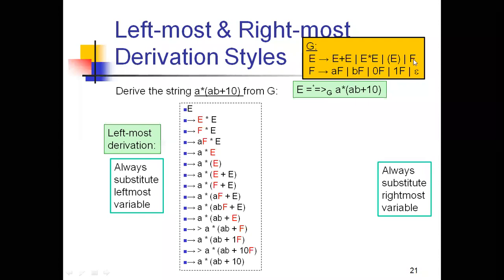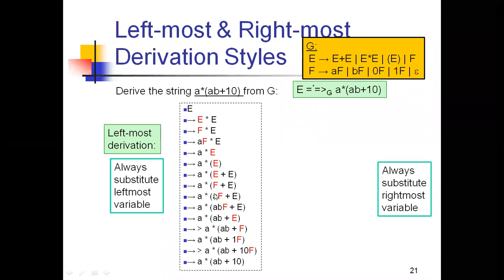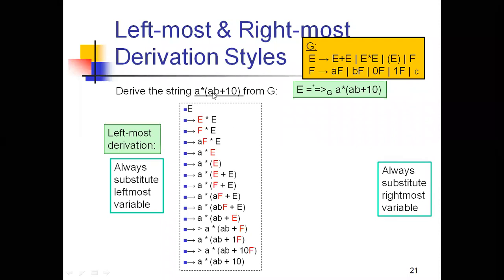In the place of E, I am choosing the rule F. So I am substituting this F in the place of E. Again, in the place of this E, I need to get an A first and then B, right? So in the place of this F, I am choosing AF. Again, I am not putting an epsilon here because I need another terminal B. So in the place of this F, I am choosing BF.